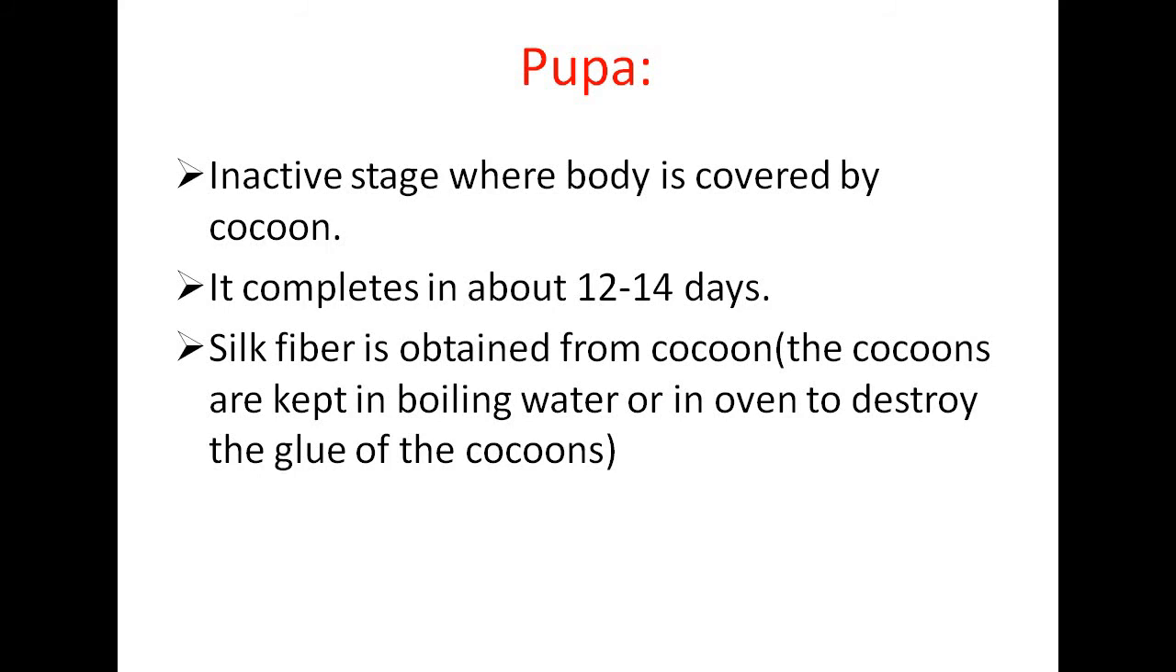We obtain the silk thread or the silk fiber from the cocoon by keeping the cocoon in boiling water. Or similarly, in sericulture, that is the cultivation or the rearing of the silkworm, an oven is also used to destroy the glue of the cocoon.